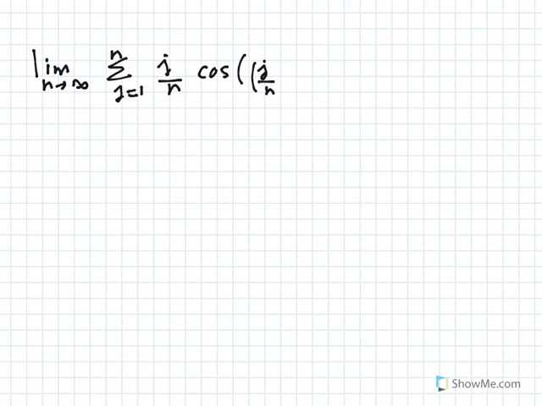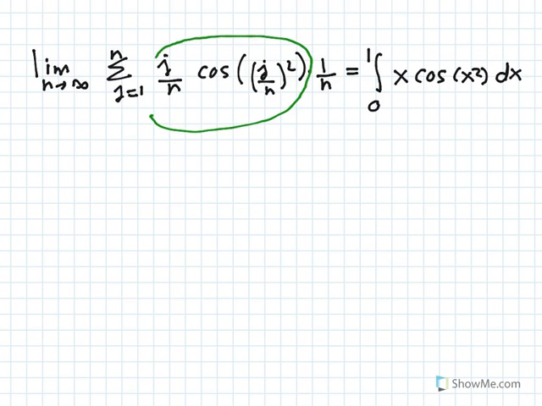Alright, so now we can clearly see that we can transform the Riemann sum to a definite integral. So we can rewrite limit n goes to infinity, j goes from 1 to n, j over n, cosine of j over n all squared times 1 over n. That's equal to the integral from 0 to 1 of x cos of x squared dx.